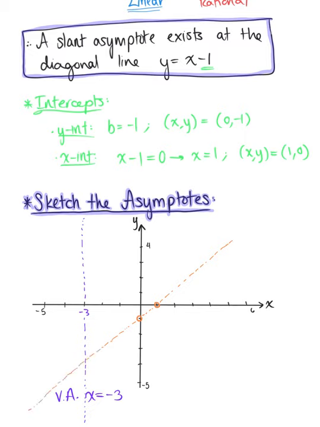Beautiful. So this is our slant asymptote at the diagonal line y is equal to x minus 1. And there you have it. This is our beautiful final answer. And the graph of our rational function is going to exist in between these asymptotes.